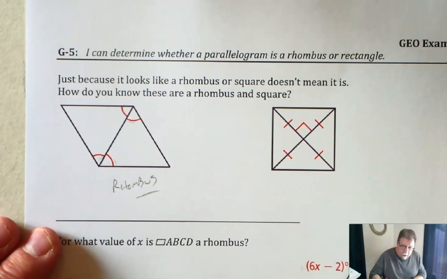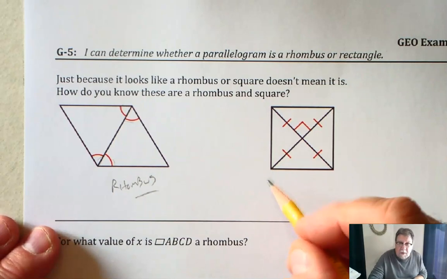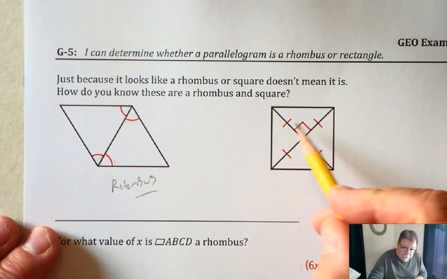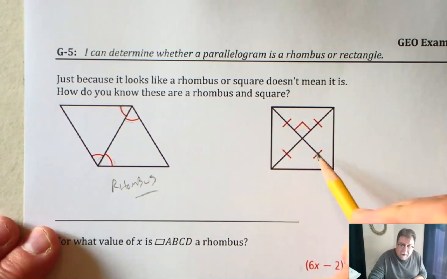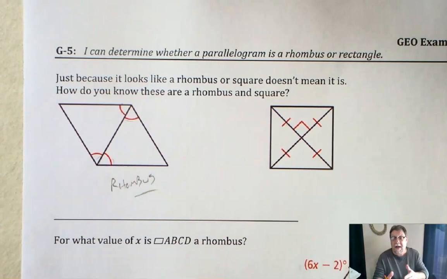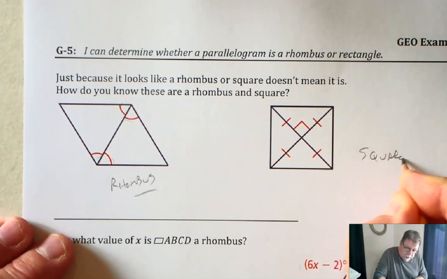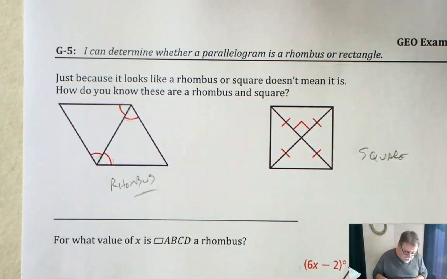Over here, not only do we have perpendicular diagonals, which means we have a rhombus, but we have congruent diagonals. So that means it's also a rectangle. A rectangle that's also a rhombus is called a square. So that's some more information we need to find out that this is a square.